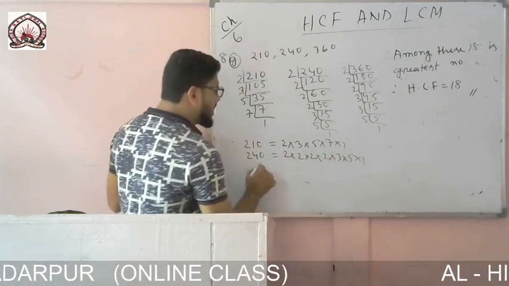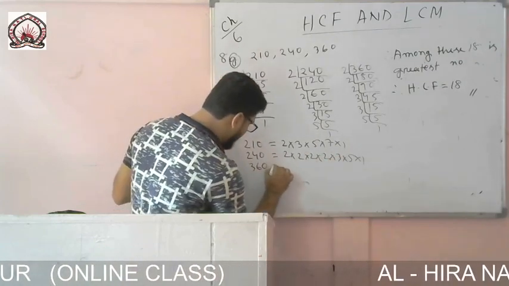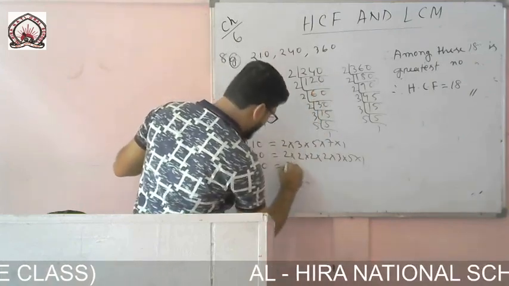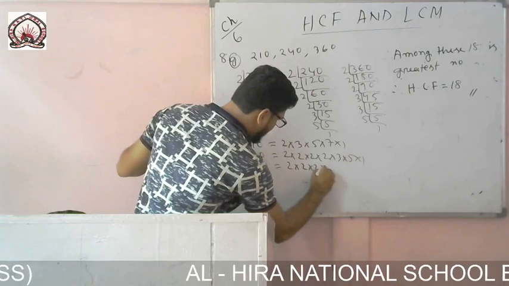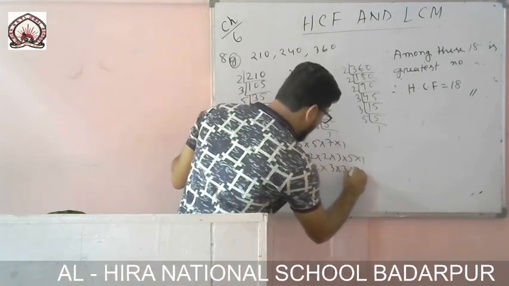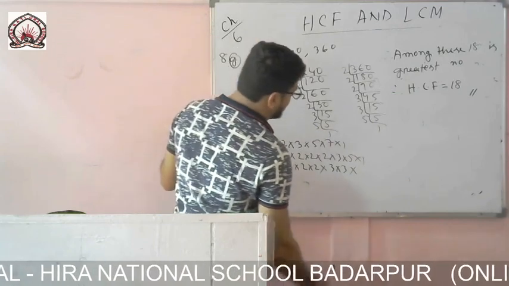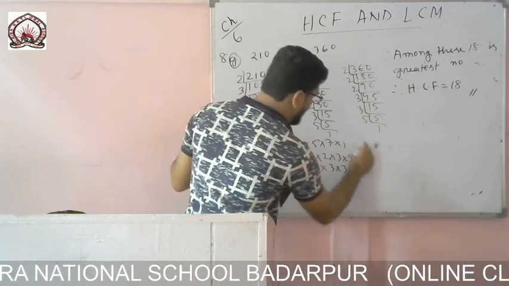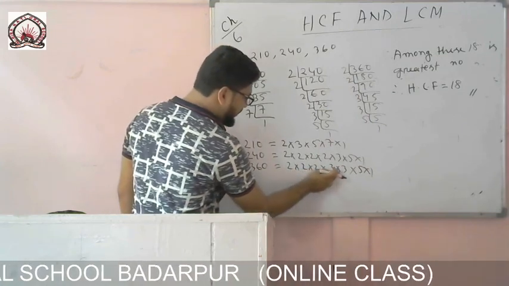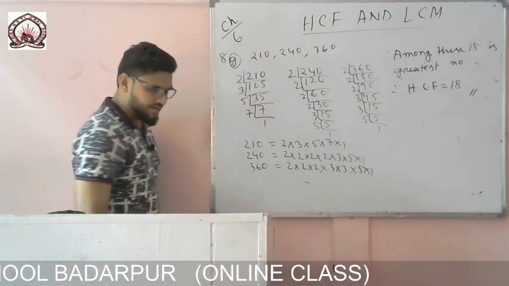Okay. Now come to 360. So what? 1 2 3. Then 3 into 3, 3 into 3 into what? 5 into 1. 1 2 3 4 5 6 7. So these are the factors.